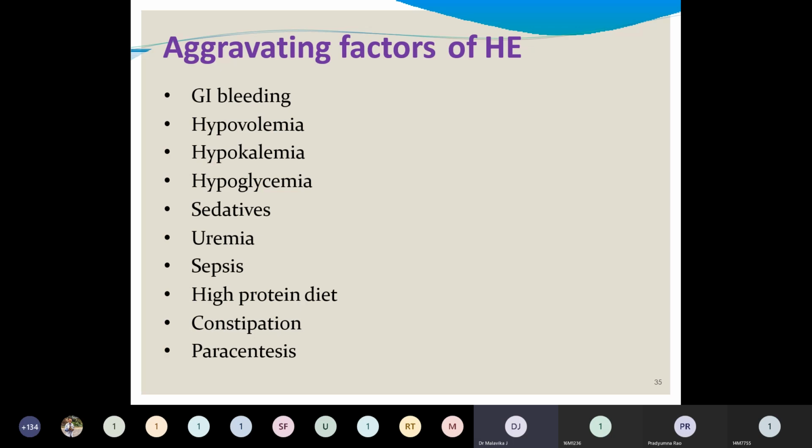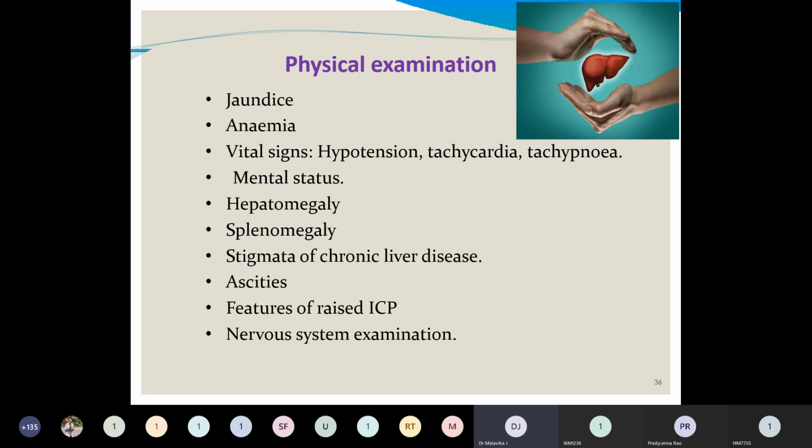So what are the aggravating factors for hepatic encephalopathy? That is gastrointestinal bleeding, hypovolemia, hypokalemia, hypoglycemia, sedatives, uremia, sepsis, high protein diet, constipation and paracentesis. So these are the aggravating factors for hepatic encephalopathy.